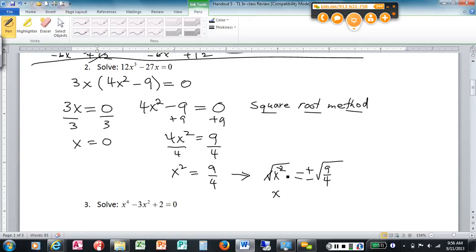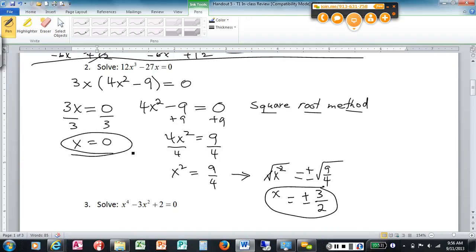And so we get plus or minus the square root of 9/4, which sometimes will simplify, maybe not other times, but the square root of 9 is 3, and the square root of 4 is 2. So we wind up with these answers right here: x equals 0, and x equals plus or minus 3/2. All right? Is that okay?